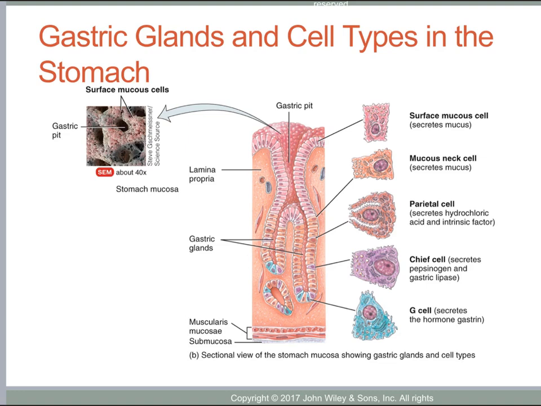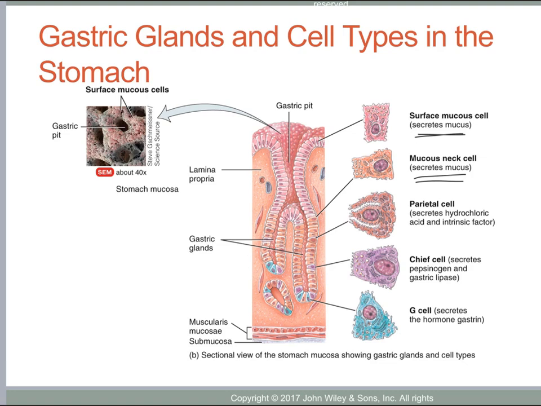Gastric glands and cell types in the stomach. We start with the most predominant cell in the stomach, which is our surface mucus cells. They secrete mucus. Now, these mucus cells work in conjunction with our mucus neck cells to secrete more mucus. And then we say, why? Why do we have so many mucus cells?